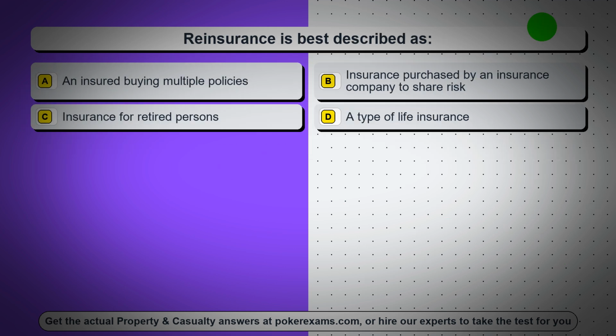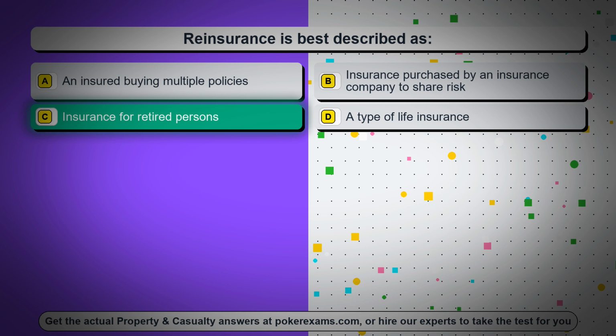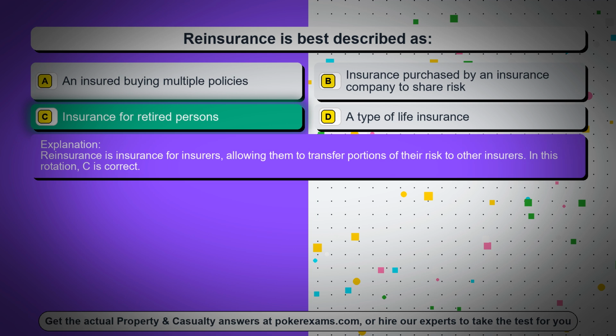Question 75. Reinsurance is best described as option A, an insured buying multiple policies. Option B, insurance purchased by an insurance company to share risk. Option C, insurance for retired persons. Option D, a type of life insurance. The correct answer is option C, insurance for retired persons. Reinsurance is insurance for insurers, allowing them to transfer portions of their risk to other insurers. In this rotation, C is correct.